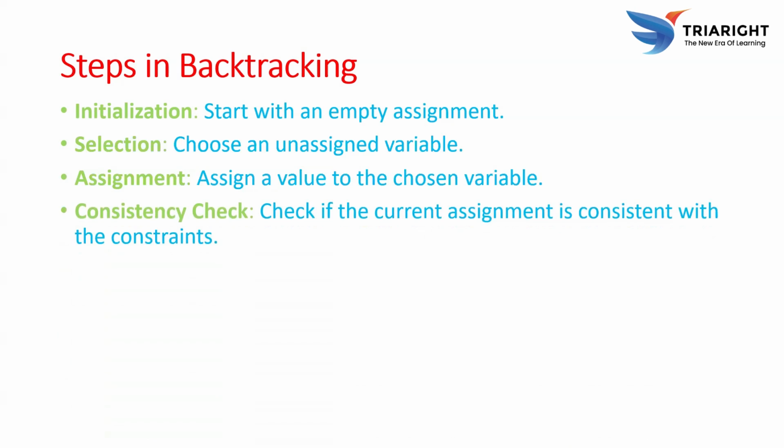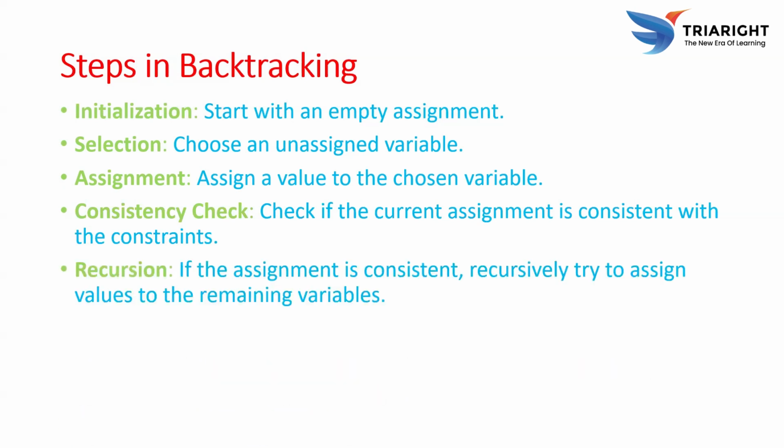So here we have the consistency check. Check if the current assignment is consistent with the constraints, right? After making an assignment, it is crucial to check if the partial assignment violates any of the problem's constraints. This check is vital for the efficiency of backtracking. If the newly assigned value satisfies all the constraints, you can proceed. If it violates any constraint, this path is immediately considered a dead end.